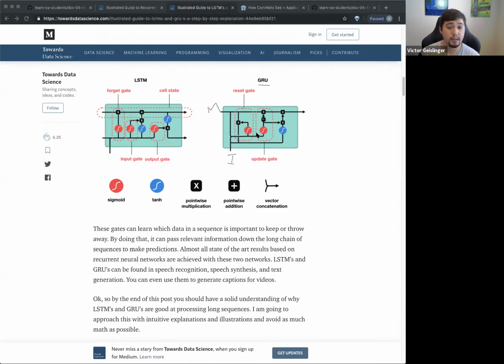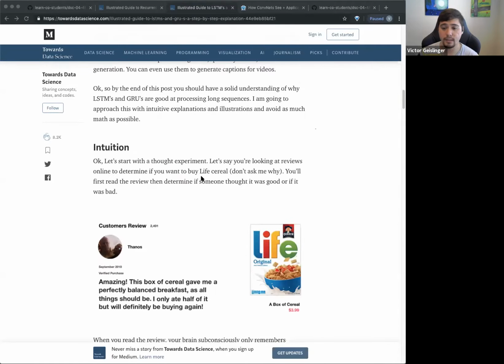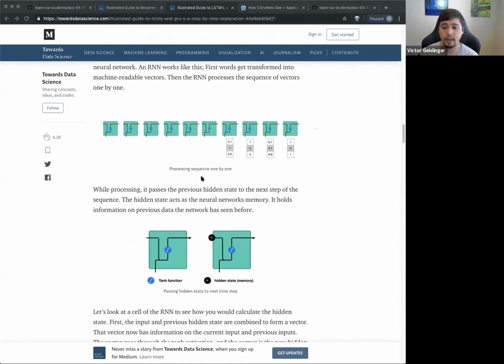Again, why does it work really well compared to an LSTM? Well, it just turns out it works better. Okay, cool. I think that's all I really wanted to show on this part.